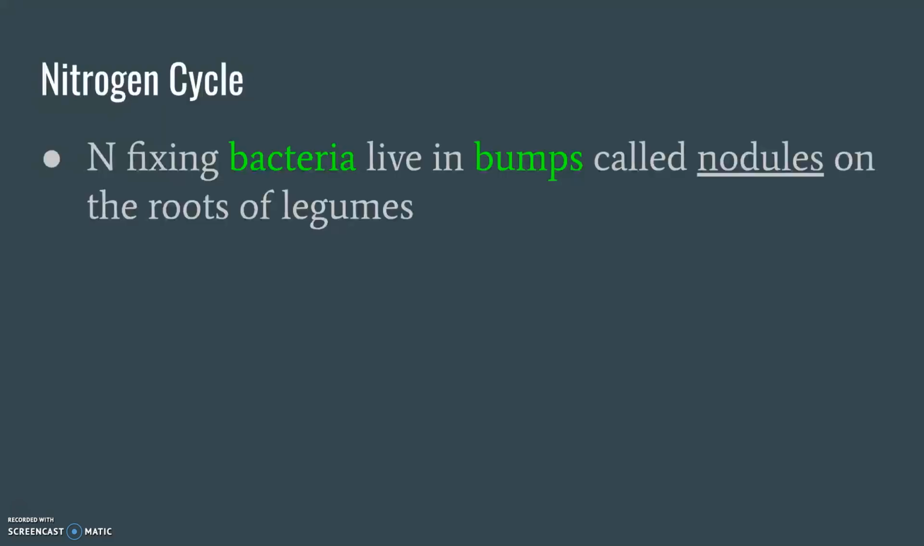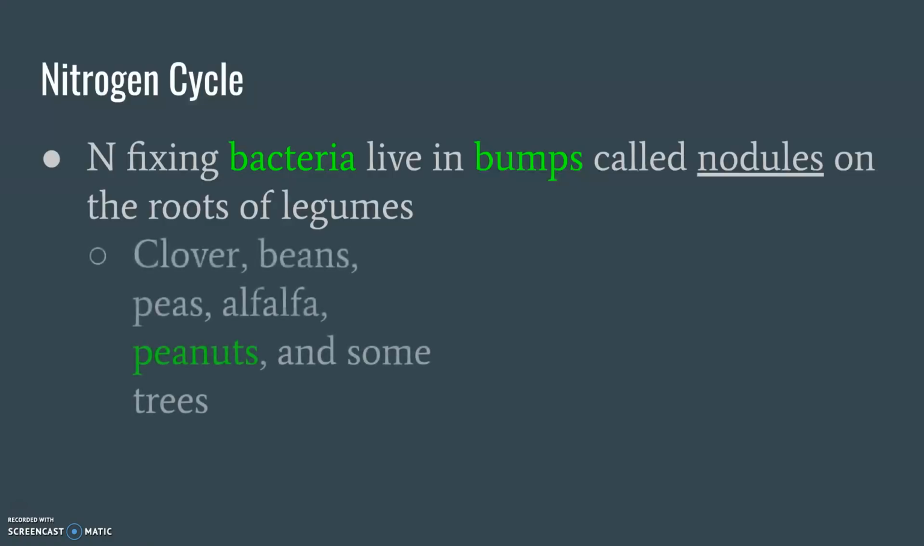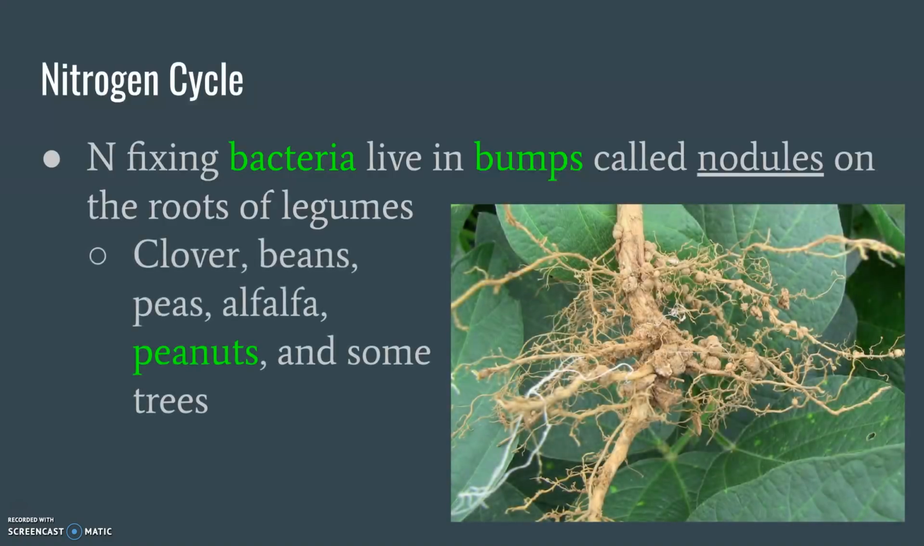Nitrogen-fixing bacteria live in bumps called nodules on the roots of legumes, such as clovers, beans, peas, alfalfa, peanuts, and some trees. Woo! So this might not be a peanut plant, might be a bean, a clover, alfalfa. I think that word's fun. Alfalfa. So on this picture, what you're seeing is the root of the plant. This is probably where the stem will be coming up. These are all roots. And then these little warts or these little nodules are where the bacteria are living.